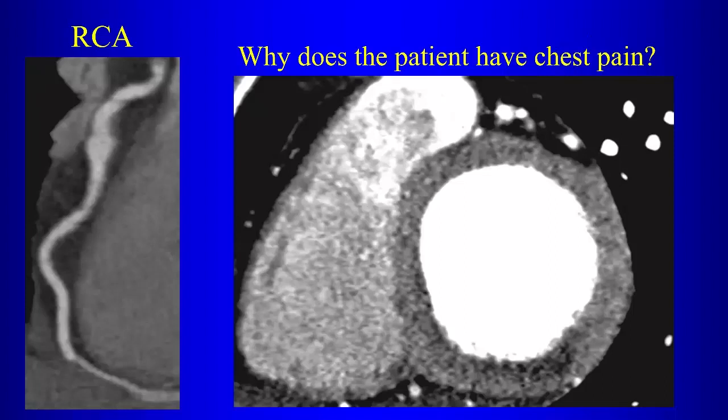Decreased attenuation in the endocardium of the inferior wall. Yeah, so along the inferior wall is a perfusion defect, so why does the patient have chest pain? Because they're having an ischemic event. Could be ischemia, could also be an infarct, right? So why might this patient have an infarct?